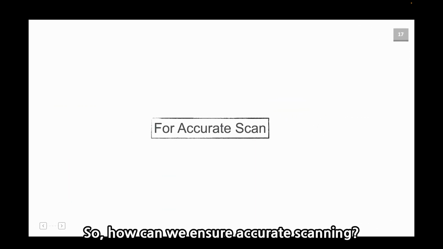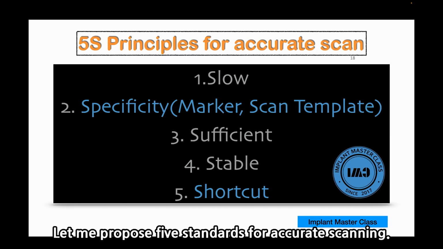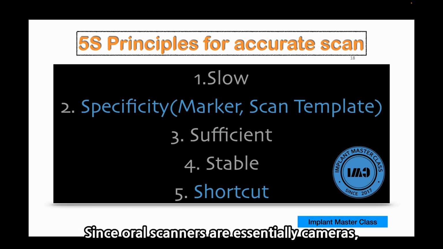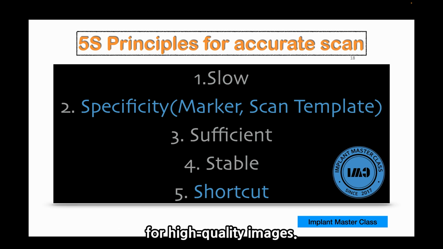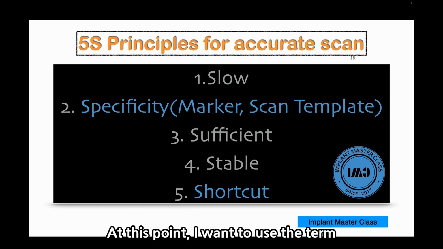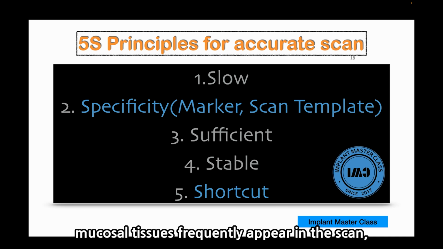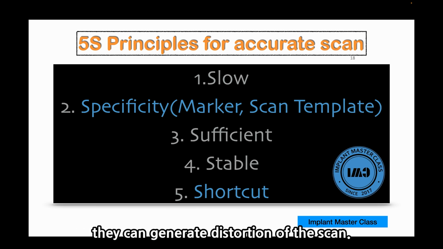So, how can we ensure accurate scanning? Let me propose 5 standards for accurate scanning. Since all scanners are essentially cameras, it's better to scan slowly and steadily for high quality images. At this point, I want to use the term data contamination. For example, if irregularly moving mucosal tissue frequently appears in the scan, it can generate distortion of the scan.